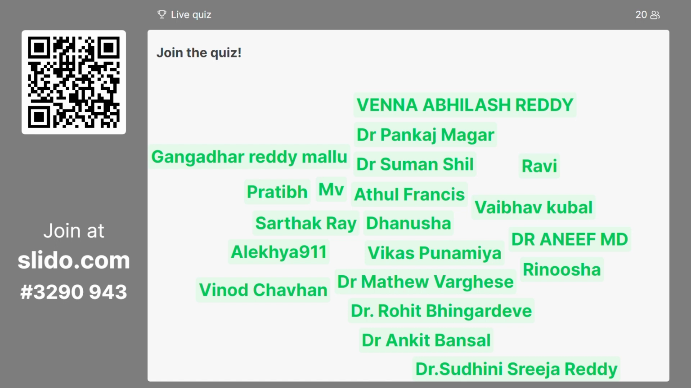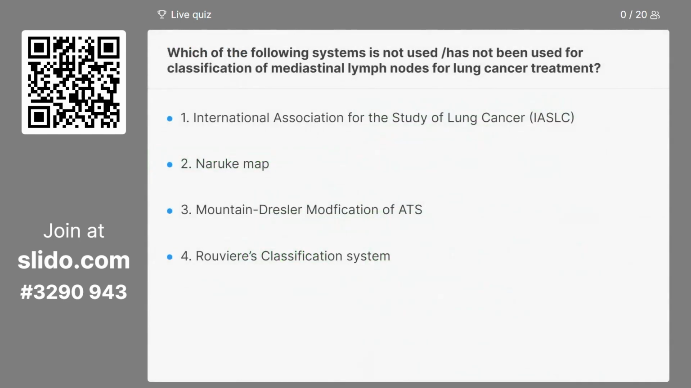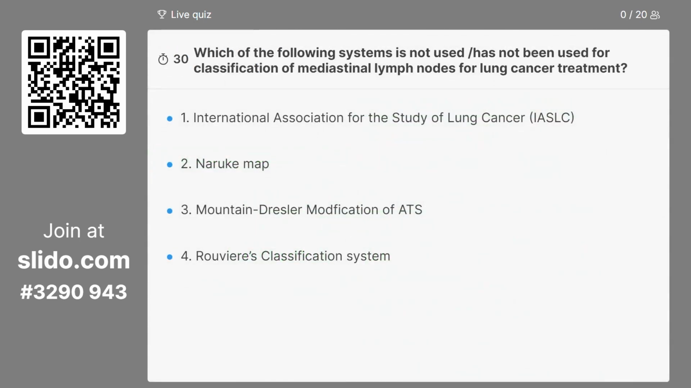So the question goes like this: which of the following systems is not used, or has not been used predominantly, for classification of mediastinal lymph nodes in lung cancer treatment? Is it the IASLC? Is it the Naruke map? Is it the Mountain-Dresler classification or the modification of the American Thoracic Society? Or Rouvière's classification system? Which is the best match? Which has not been used?